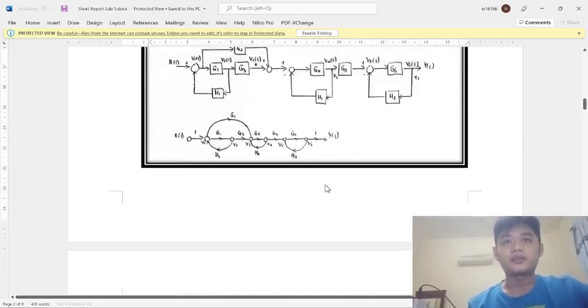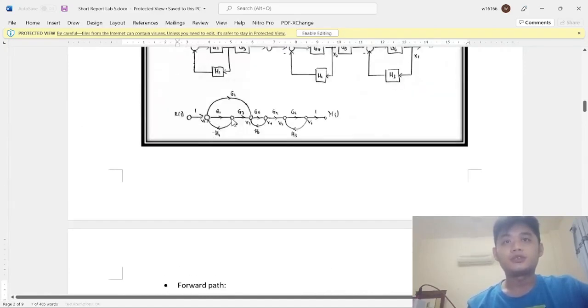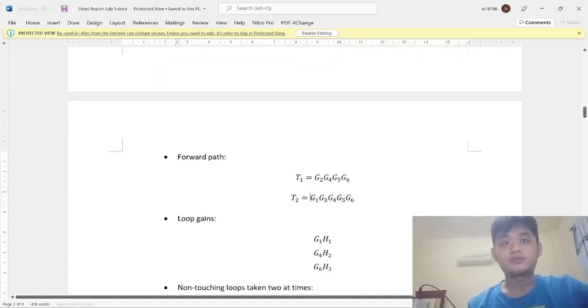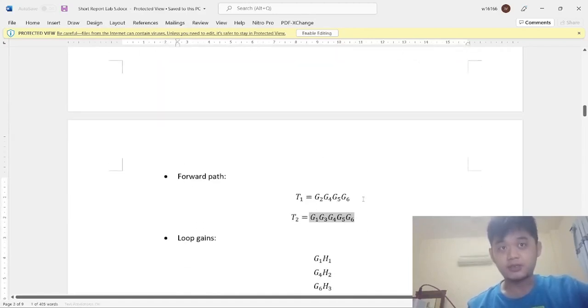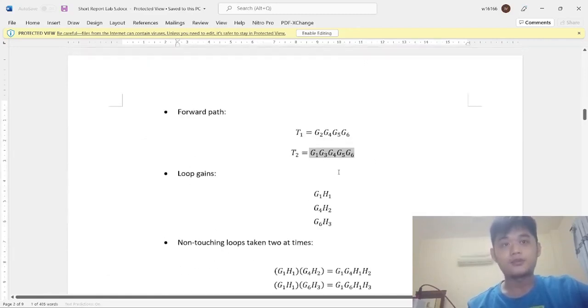So for the first one, the forward paths, which are T1 and T2 here: either G1, G3, G4, G5, G6, as we can see here, or we can use the one on G2, following this curve here, G2, G4, G5, G6. This will be our forward path.